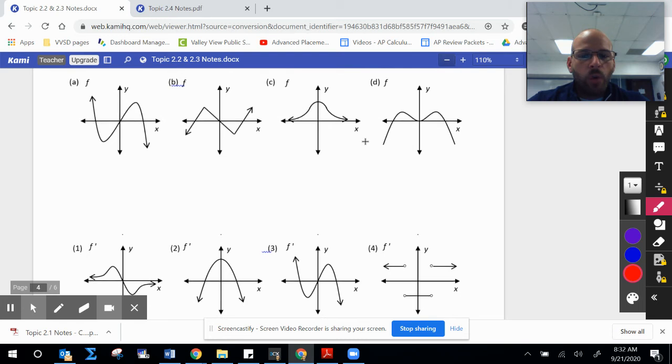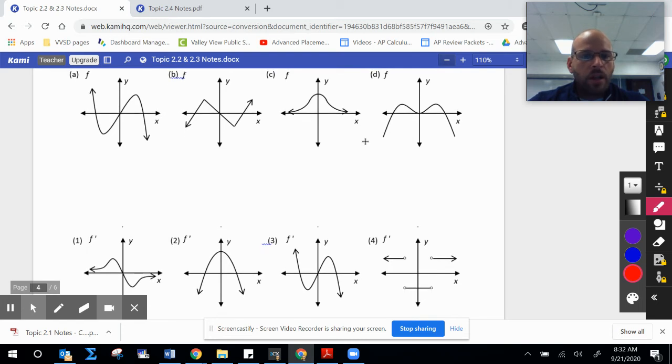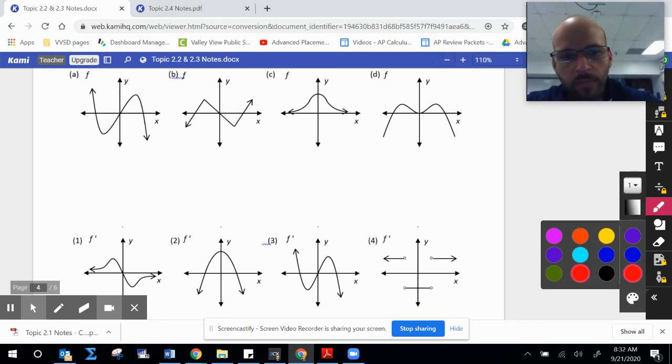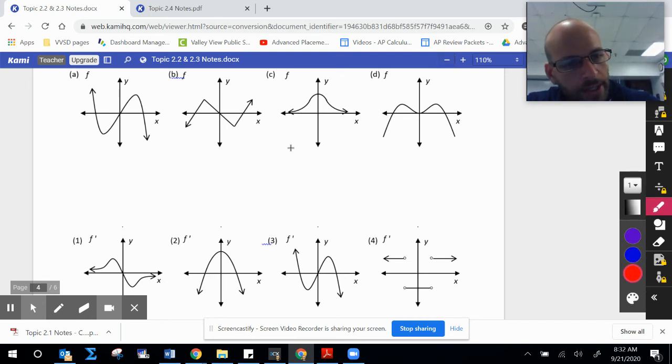Okay, but I have 4 graphs on the top and I have 4 graphs on the bottom, and I want to try to match up which ones go with the derivatives here. Now, if you take a look, I'm going to try to color code these the best I can. So again, I have a 0 slope and a 0 slope. Maybe I should do that in purple because I want to color code it the same way I did the other one.